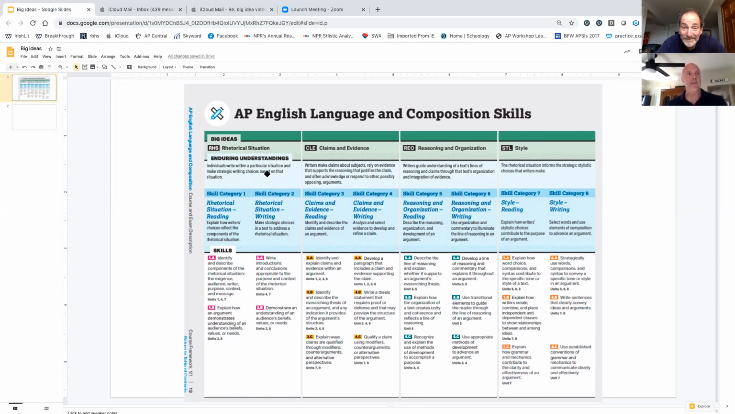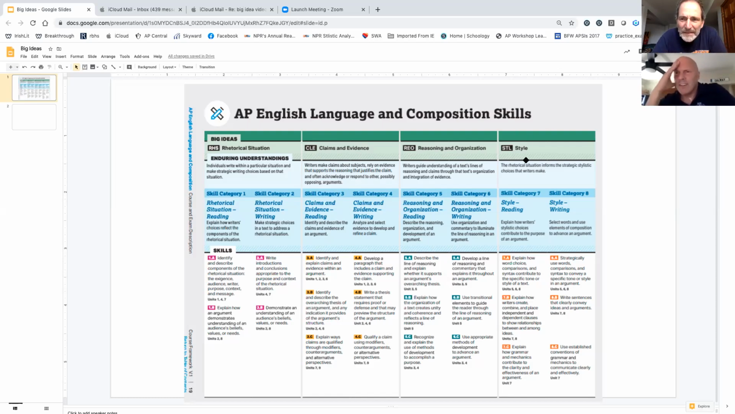on that situation. The second big idea that we want to focus on in this course is called claims and evidence. And the enduring understanding attached to claims and evidence, as you can see, is writers make claims about subjects, rely on evidence that support the reasoning that justifies the claim, and often acknowledge or respond to other possibly opposing arguments. The third big idea is reasoning and organization, and you can see the enduring understanding that is attached to reasoning and organization. And finally, style.